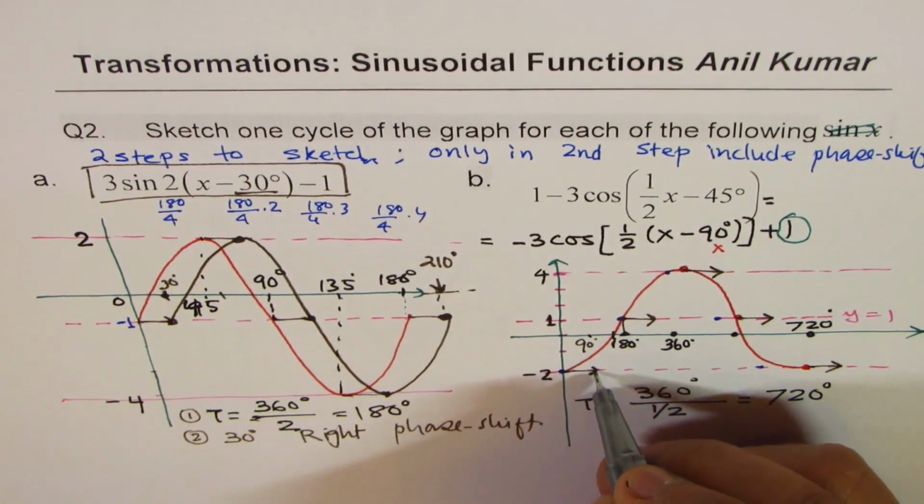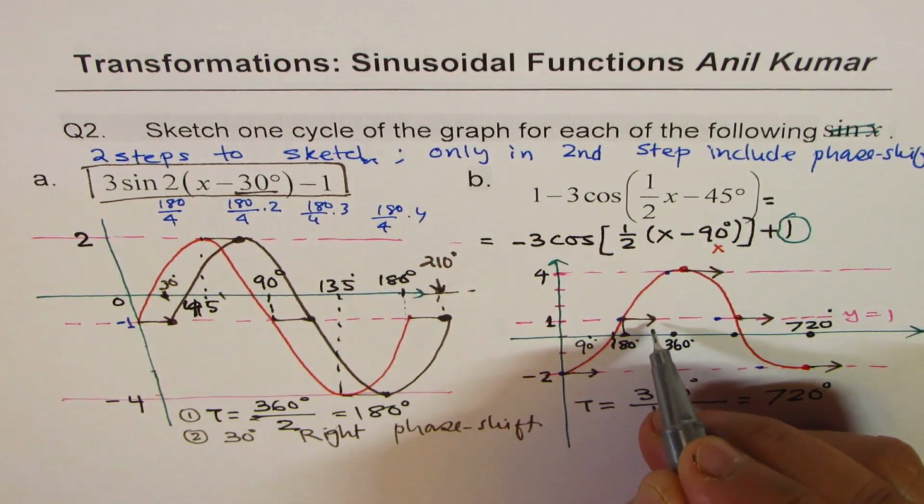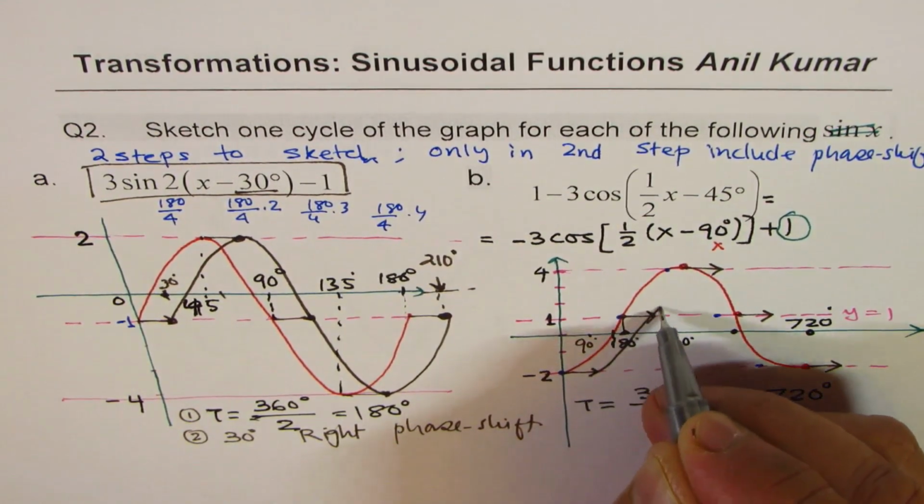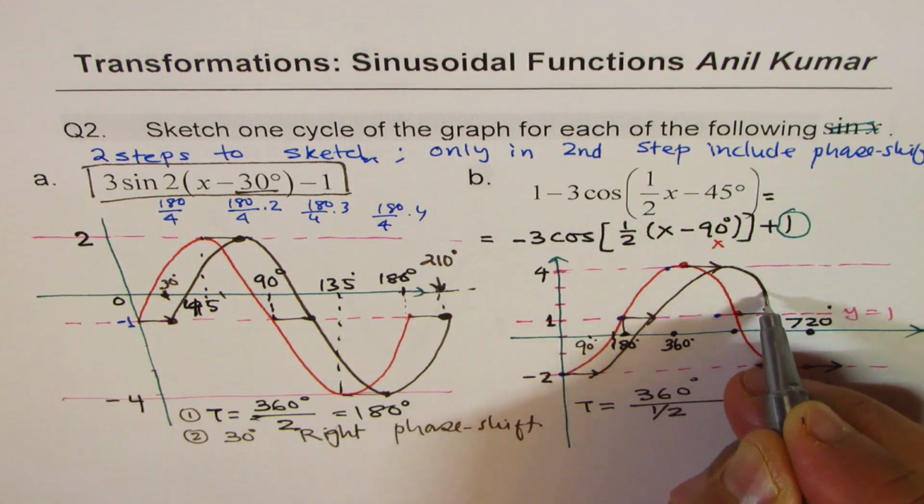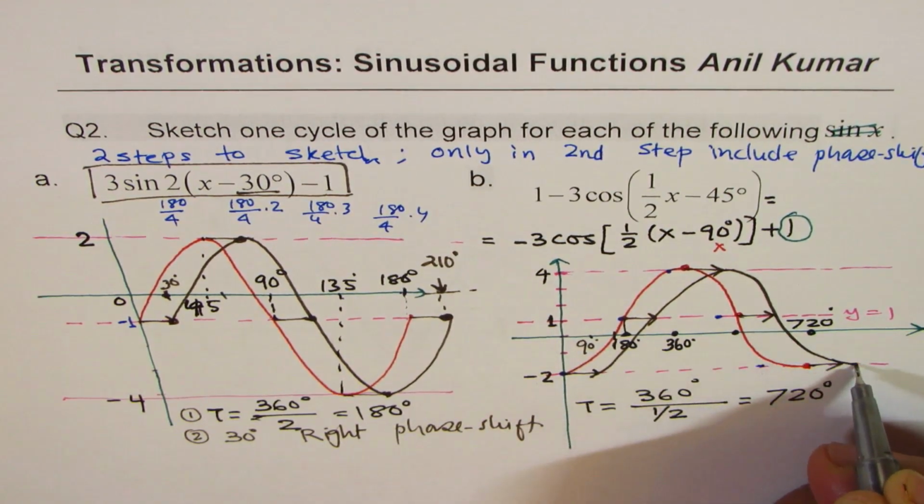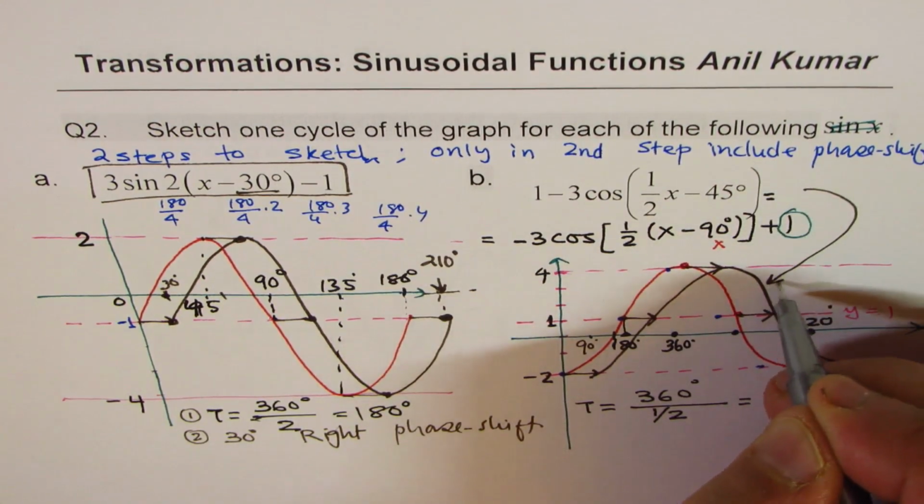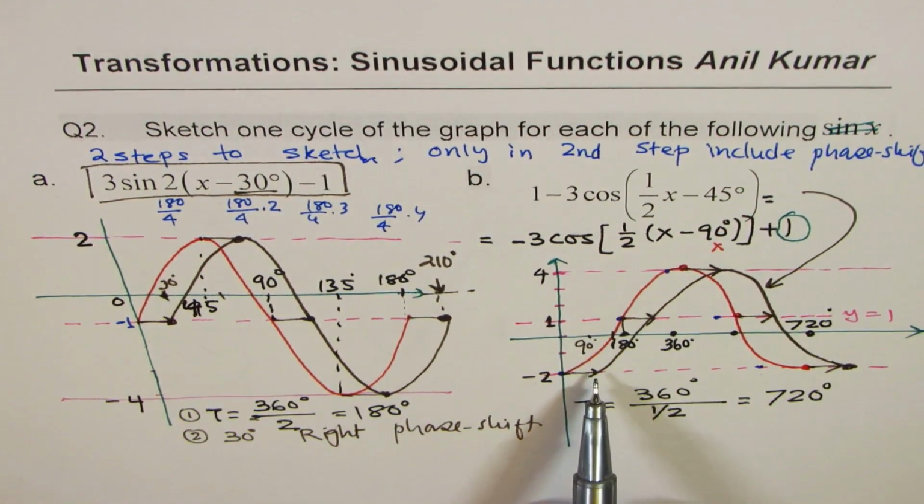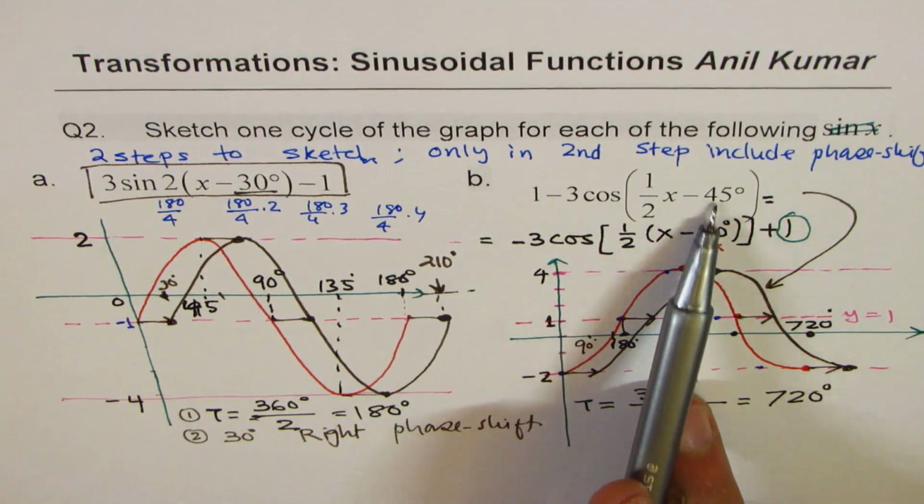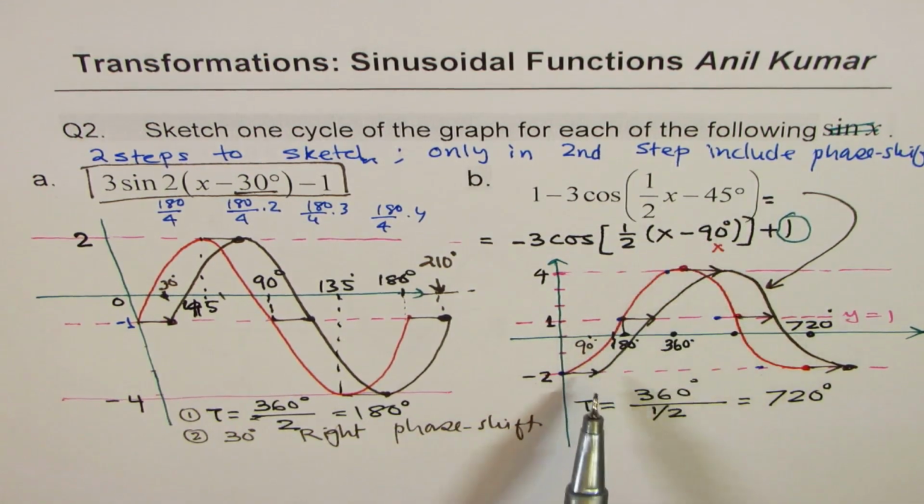The second wave, which is our final answer, is this cosine wave. So this cosine wave is the answer. So in the second step, we include the phase shift of 90 degrees to the right and then sketch it. So I hope that is absolutely clear.